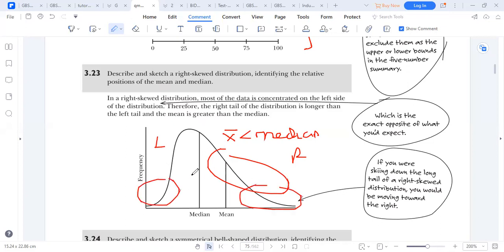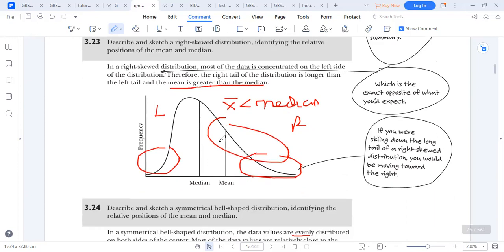So this distribution here is a right skewed distribution. In a right skewed distribution, what actually happens is that our mean is greater than the median. Mean is greater than the median.